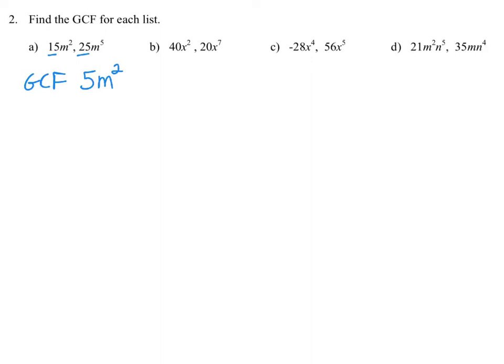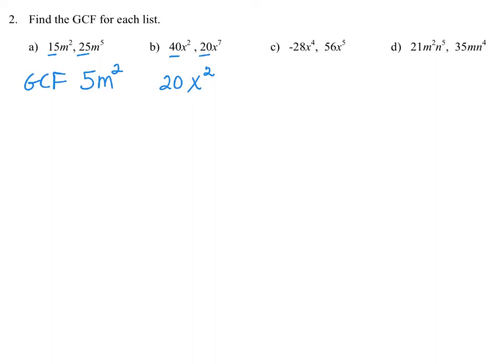For example B, our terms are 40x squared and 20x to the 7th. So we look for the greatest common factor of the coefficients, 40 and 20. The greatest common factor there is 20. They both have that common x variable, so the common factor is the smallest exponent of that variable. So 20x squared is the greatest common factor.